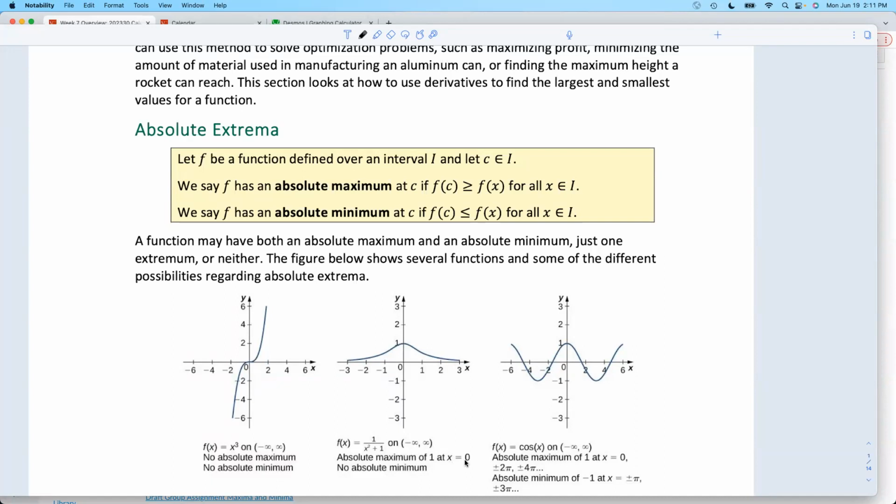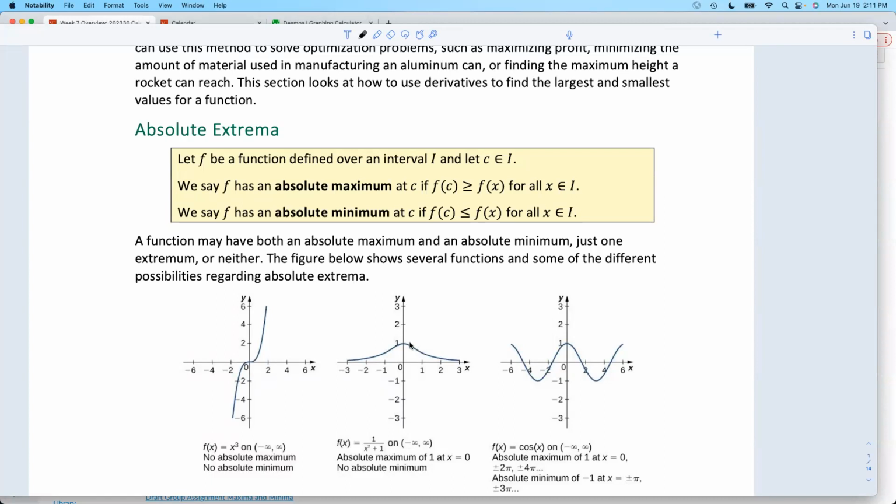That's the location. When we talk about these global and local max and mins, these extrema, we want two pieces of information. Where does it occur and what is the value? Where is the x value? What is the y value? Write that down. Where is the x value? What is the y value?